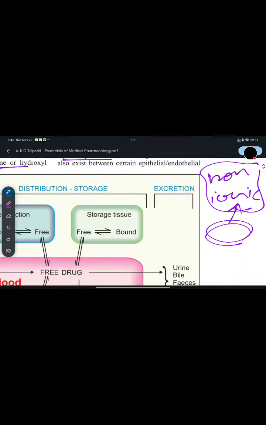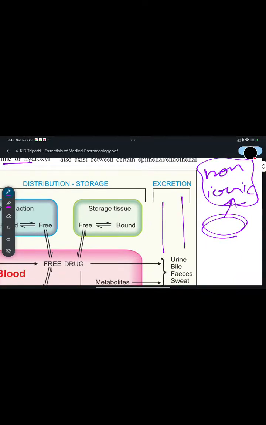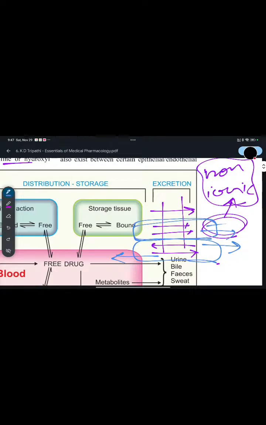They also allow three types of movement. One is called uniport, one is called symport, and the other is called antiport. In the case of antiport, what will happen? There will be movement of two substances. One will be going inside the cell, another will be going outside the cell. In the case of symport, both substances will be going inside the cell. And in the case of uniport, you will see the movement of only one substance.